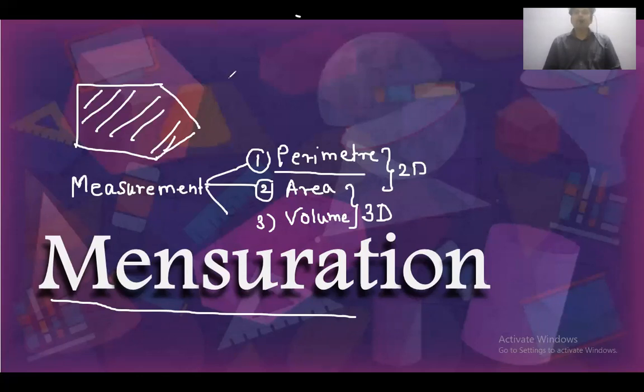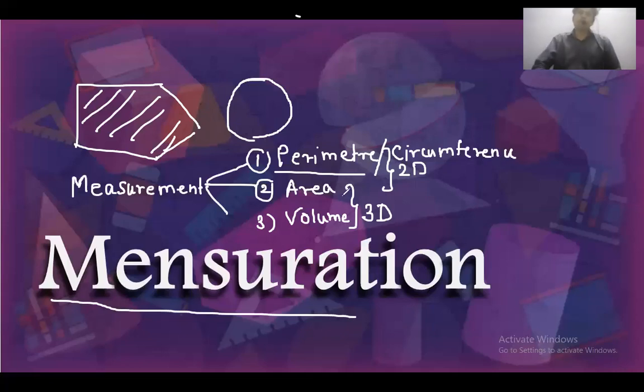But suppose his field is circular or of some curved shape. In that case, there will be no addition of sides, meaning sides are not applicable there. So there, the boundary will be nothing but the circumference of the circle. So perimeter will also be called circumference in the case of a circle. Now the next question is, what do you mean by area?